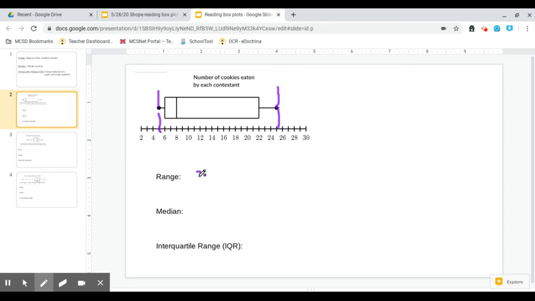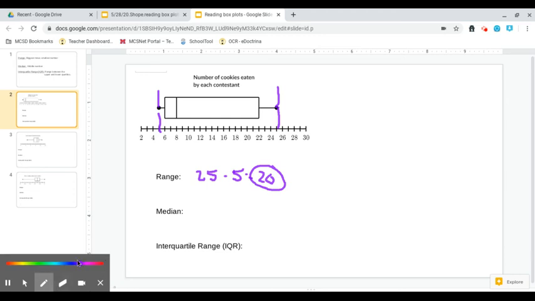So the range is the biggest minus the smallest. 25 minus 5, the ends of this diagram, you get 20. So my range is 20.